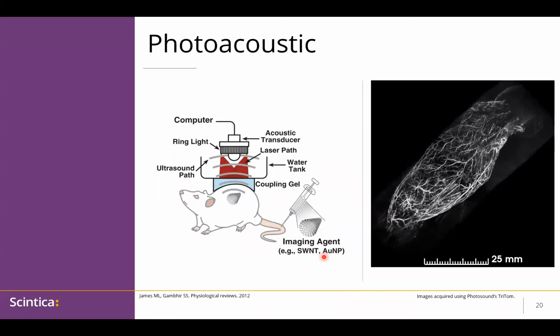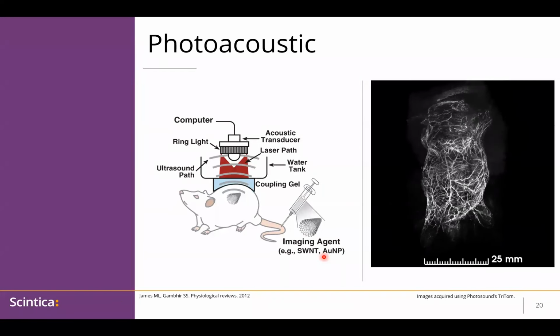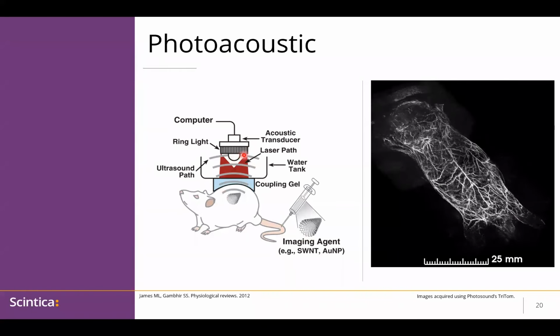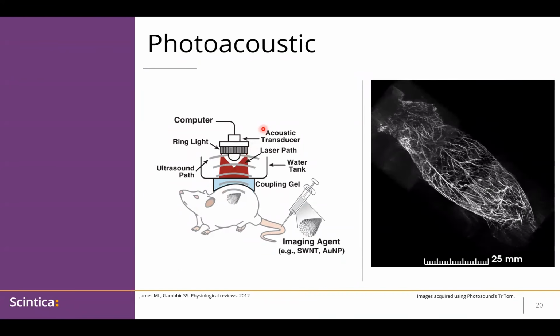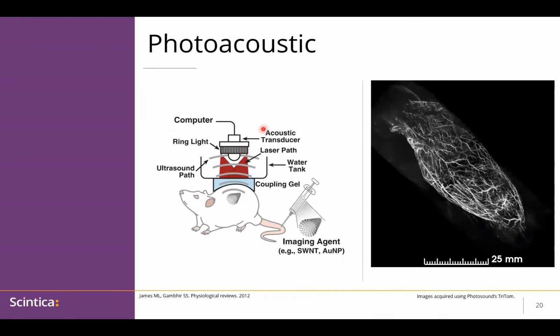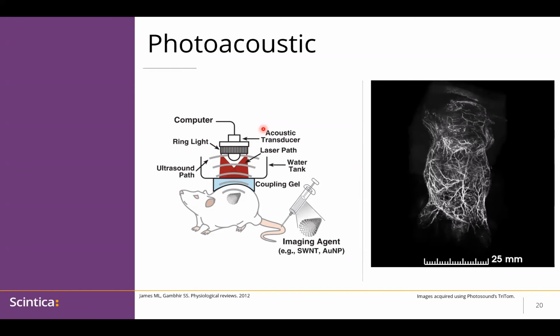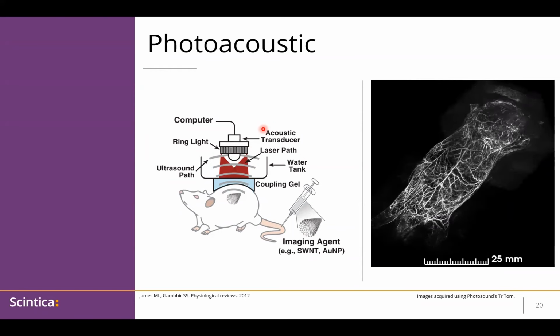Moving now to photoacoustics. In ultrasound, we were talking about sound in and sound out. With photoacoustics, we're talking about light in and sound out. So how does this work? It does require some type of contrast agent. It can be intrinsic, like hemoglobin, where deoxy and oxyhemoglobin respond to different wavelengths of light, or it can be an extrinsic contrast agent that is injected.